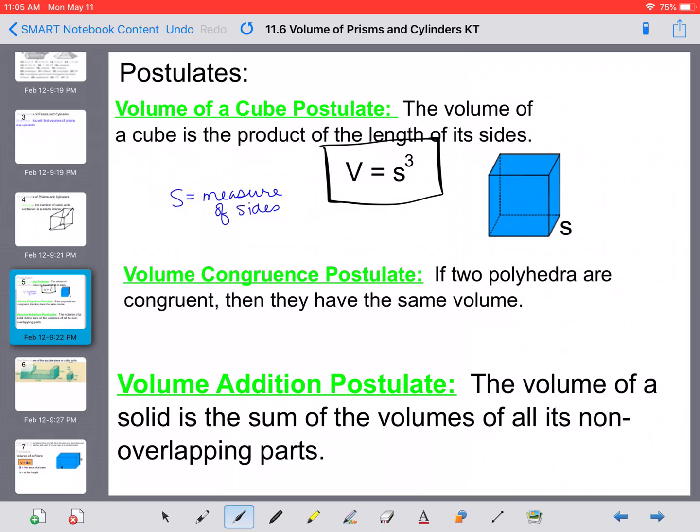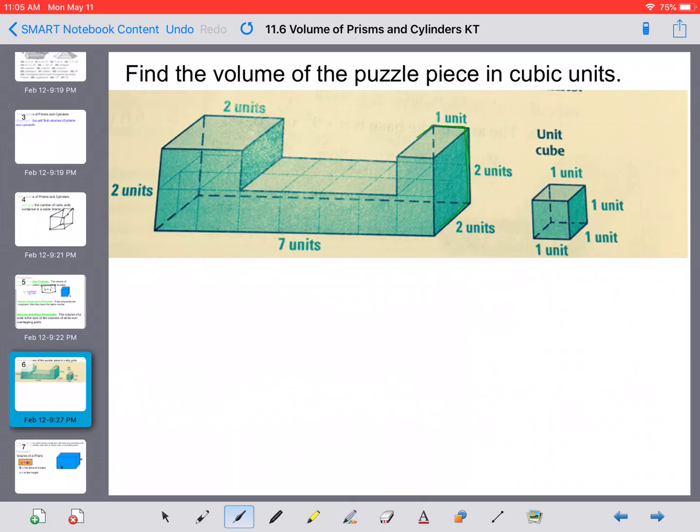We also need to know the volume congruence postulate. If two polyhedra are congruent, then they have the same volume. We also need the volume addition postulate. The volume of a solid is the sum of the volumes of all its non-overlapping parts. So if we have a strange polyhedron, we can break it into different parts, find the volume for each part, and add them together to find the total volume. Here's an example of that.